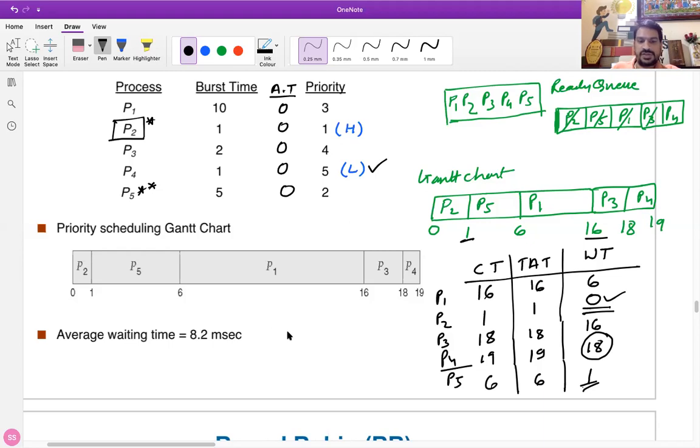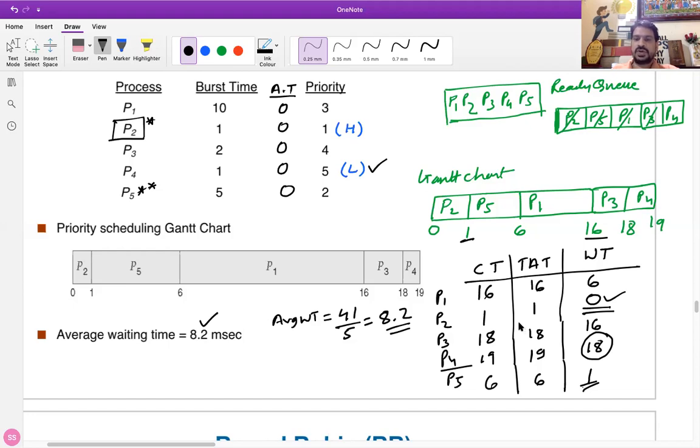If we find the average waiting time: 6 plus 0 plus 16 is 22, 22 plus 18 is 40, 40 plus 1 is 41, divided by 5. So it comes to 8.2. This is how we find the average waiting time of the scheduling algorithm. Now, could you tell me which type of algorithm it is, preemptive or non-preemptive? This particular example is non-preemptive.